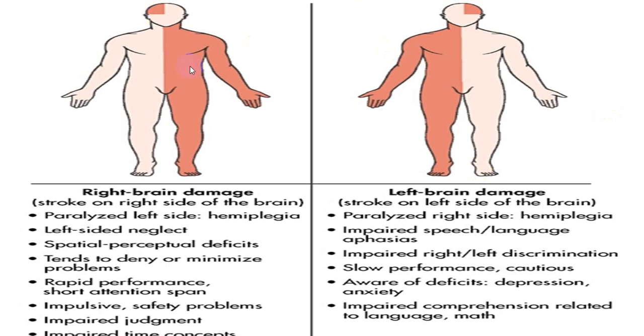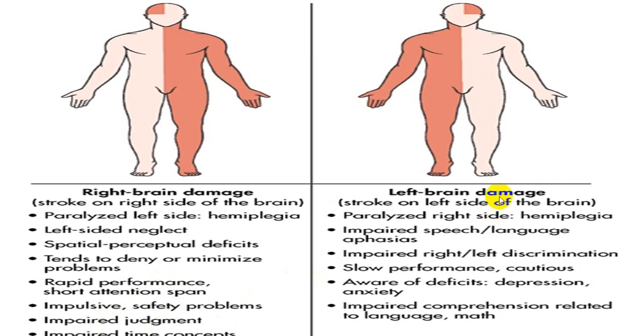Right side brain damage and left side brain damage can produce some typical symptoms. If there is a right side brain damage, you will have an involvement on the left side, like left side hemiplegia or hemiparesis, left side neglect, rapid performance, short attention span, impulsive safety problems, impaired judgment, and impaired time concept.